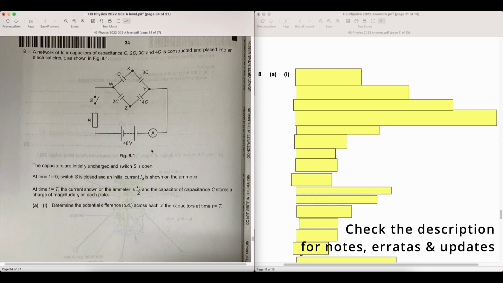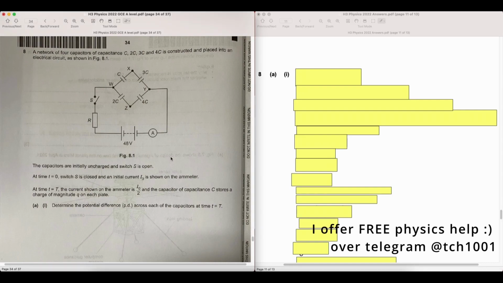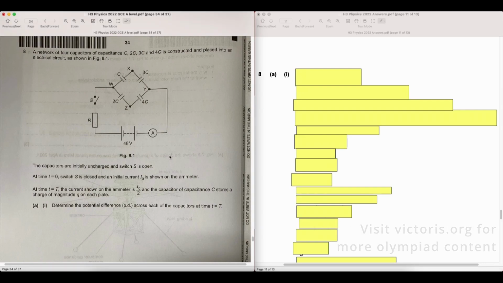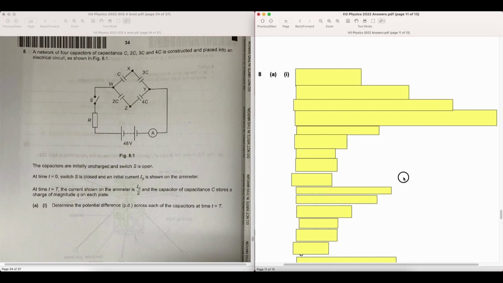Now for Q8, we have a fun capacitors question. Initially the capacitors are uncharged, and upon closing the switch, some amount of current flows through the ammeter. We know that the graph of charging looks something like this. It involves a negative exponential, and the current is the gradient of this Q-T graph.